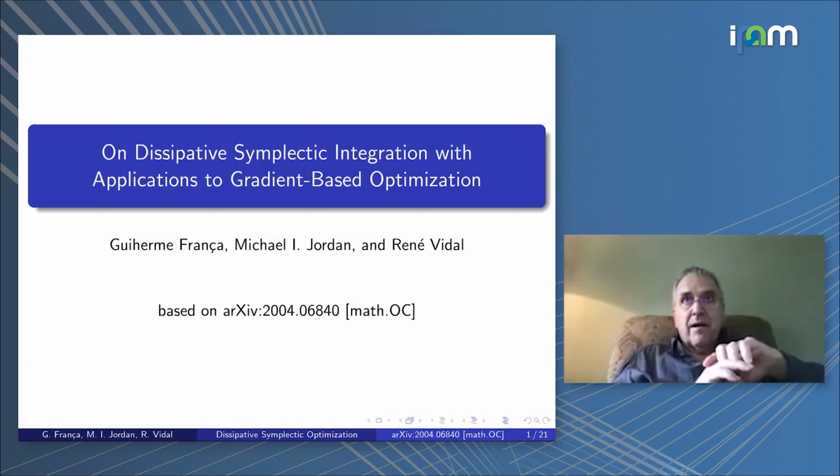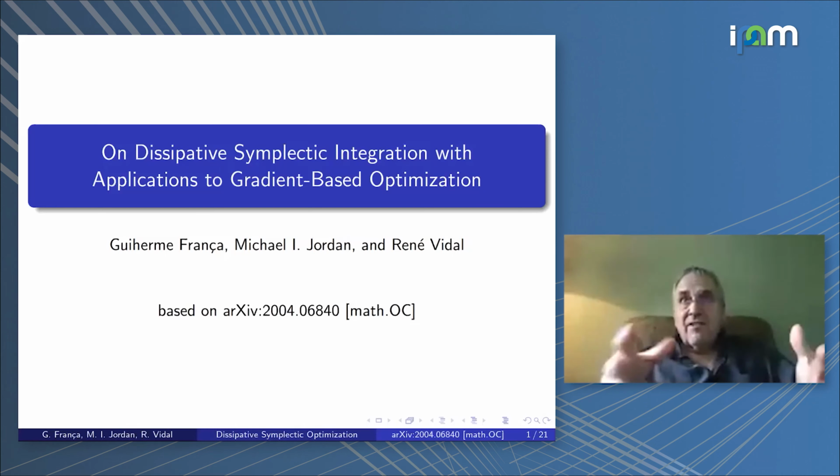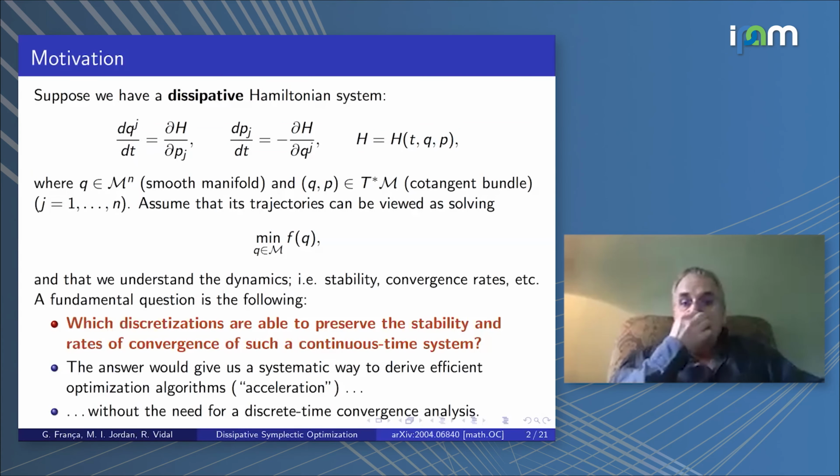Okay, so we're going to face this issue head on, that we want to do integration with Hamiltonian kinds of ideas, but Hamiltonians are usually applied to conservative systems where you have oscillations, classical mechanics. And in optimization, you don't want to oscillate, you want to go downhill. So let's try to face that issue. Let's imagine we now have a dissipative Hamiltonian system. That's easy to define. It's just a time-varying Hamiltonian.